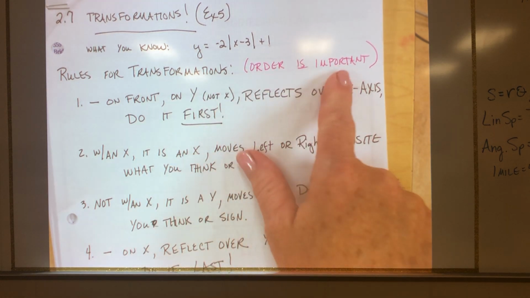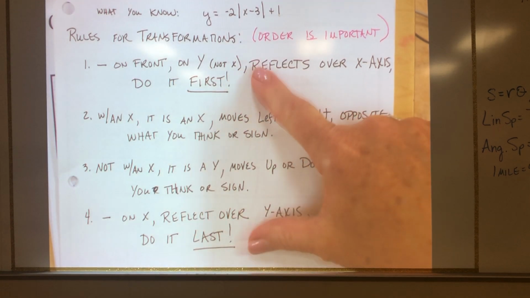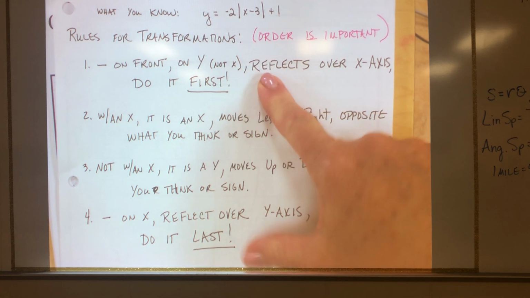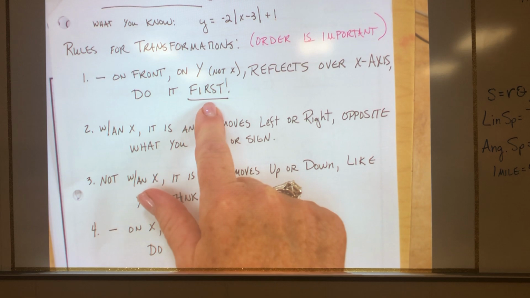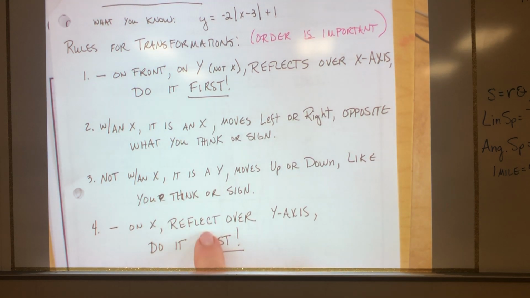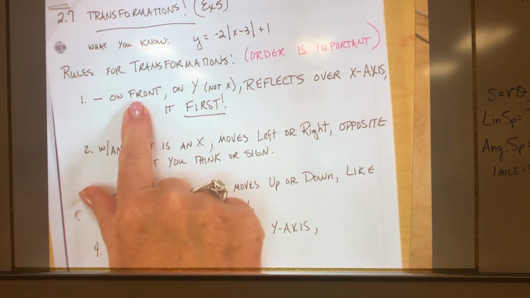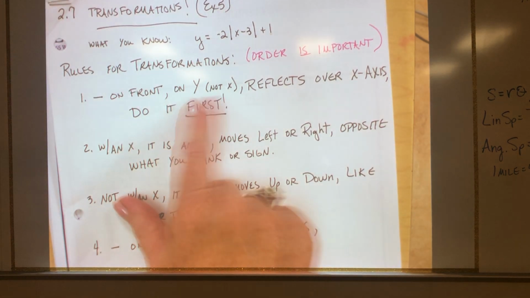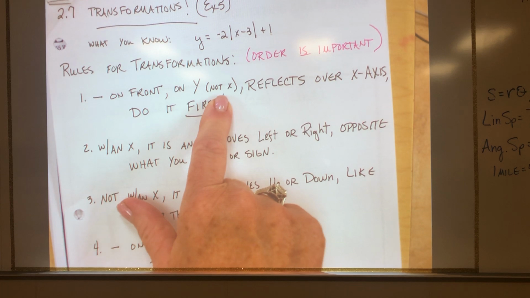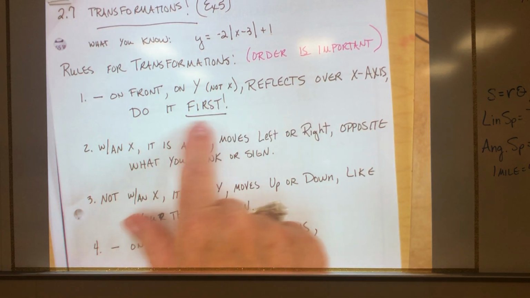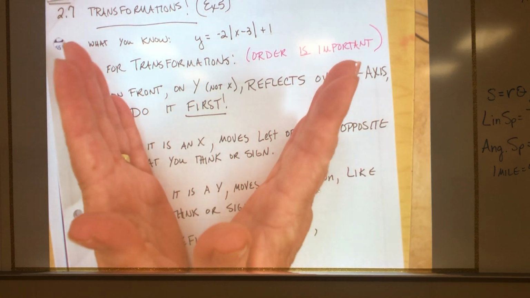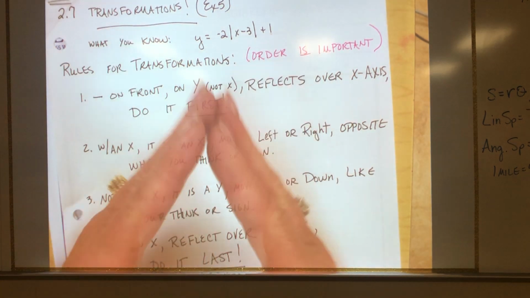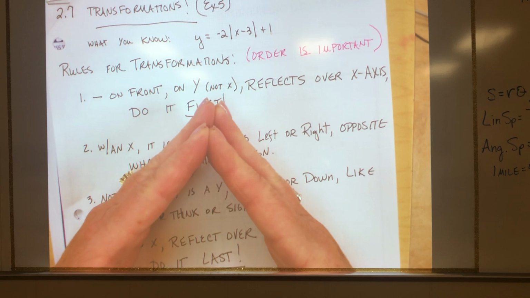Order is important. These are the 2 things that matter, okay? If you're reflecting something over the x-axis, you're always going to do it first. And if you're reflecting something over the y-axis, you're always going to do it last, okay? So if you have a negative on the front, it's on a y, not an x, okay? It reflects it over the x-axis, and you would do it first. So the first thing we do is we look at this negative and we say, oh, we have an absolute value equation like this, and that negative reflects it over, and now it's opening down.